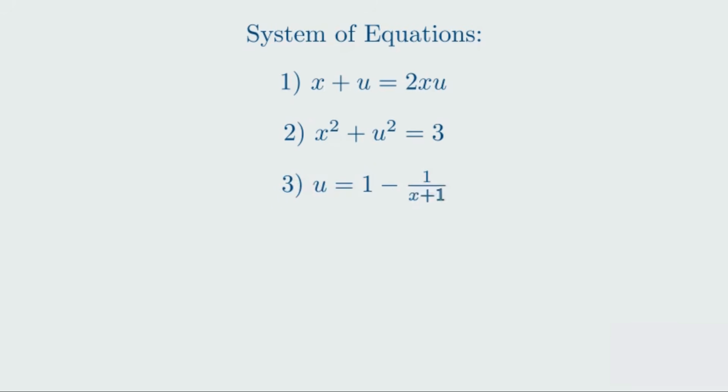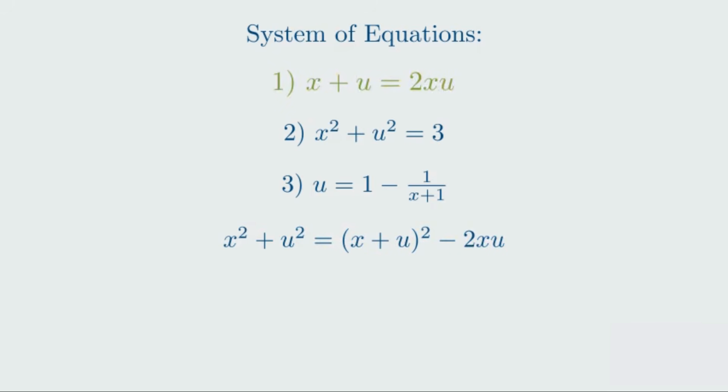Our system is 1. X plus u equals 2xu. 2. X squared plus u squared equals 3. 3. U equals 1 minus 1 over x plus 1. These 3 equations are all connected and will lead us to the solution. Let's work with the first 2 equations. Remember that x squared plus u squared can be rewritten. It's equal to the square of the quantity x plus u minus 2xu. This is a very useful algebraic identity.